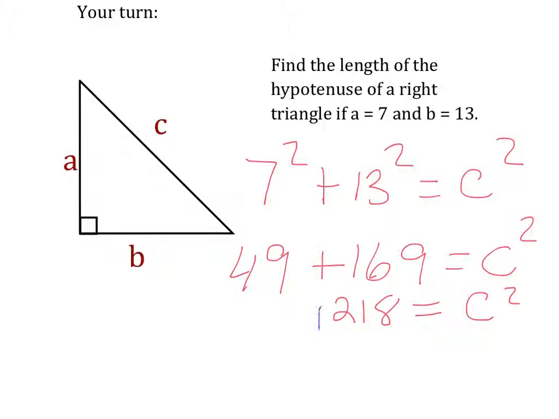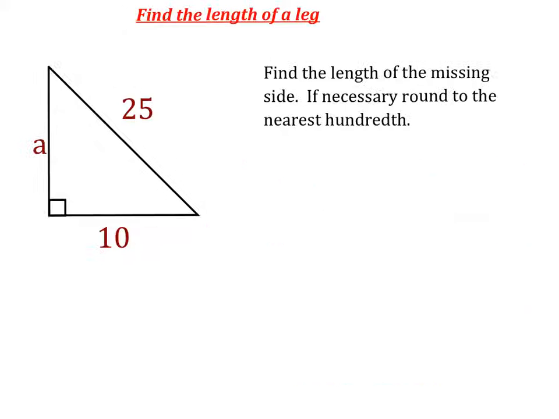Again, at this point we need to take the square root of this, and that ends up with a number that goes on and on forever. We'll go ahead and just round to the nearest hundredth. So we get C equals 14.76 as our answer. So here we have a triangle where B and C are given, and we're asked to find A. So we have A squared plus B squared, which is 10 squared, equals 25 squared.